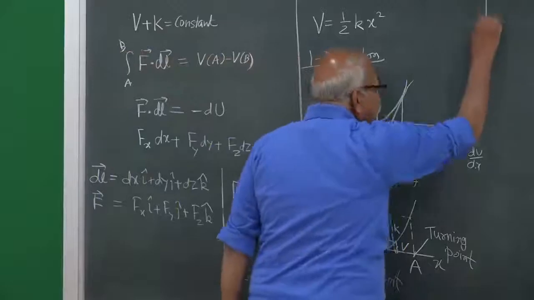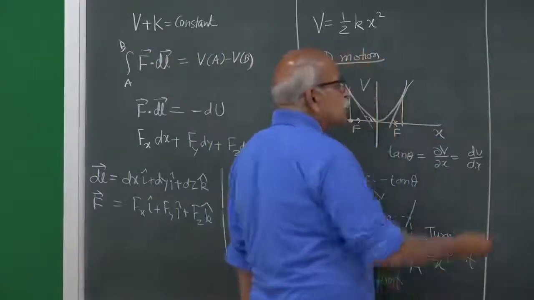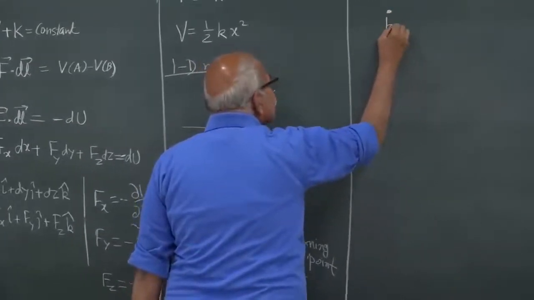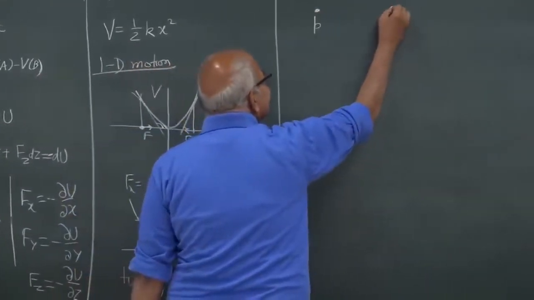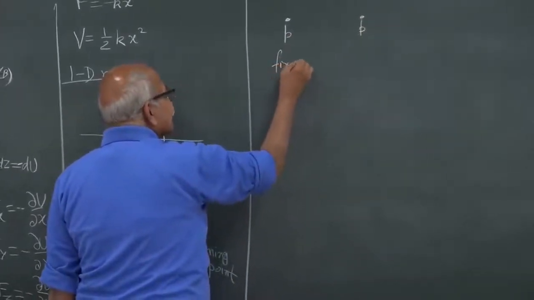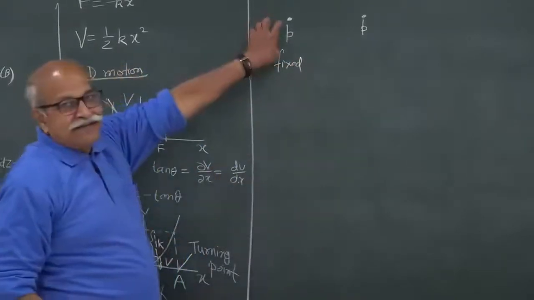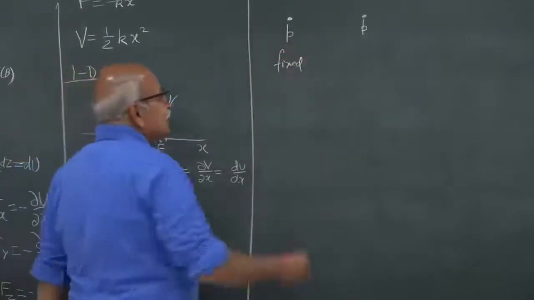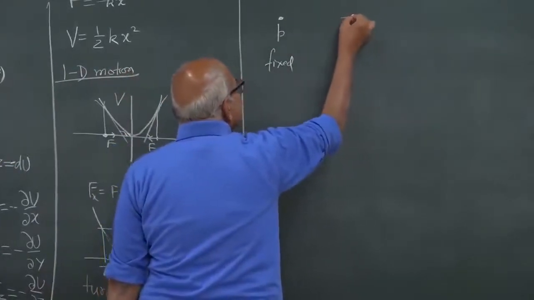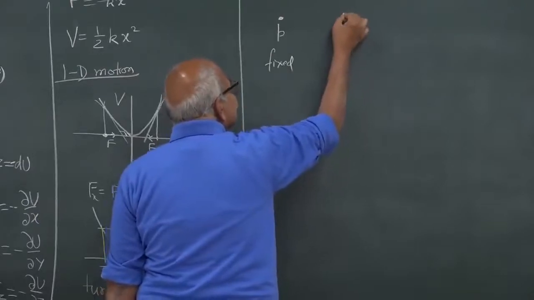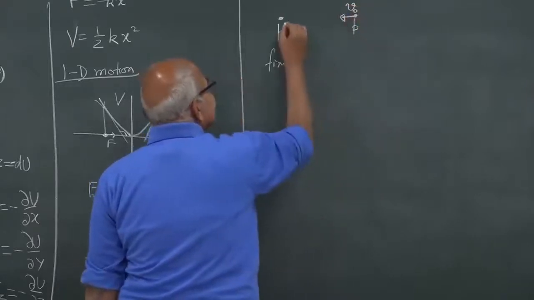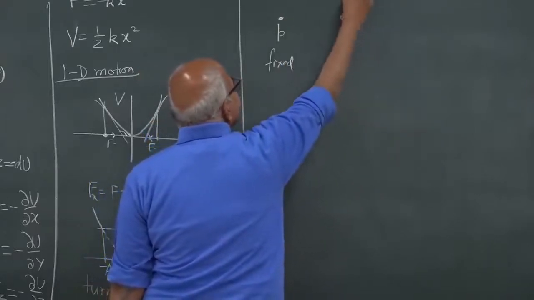Let me take one more example. Suppose you have a proton and you have another proton, and suppose this proton is somehow fixed and this one can move. Suppose this is moving towards the first proton like that. It has some velocity v naught here, and this distance is quite large.